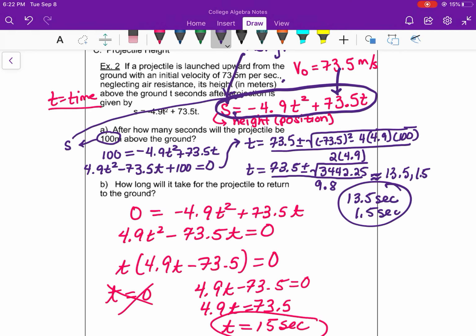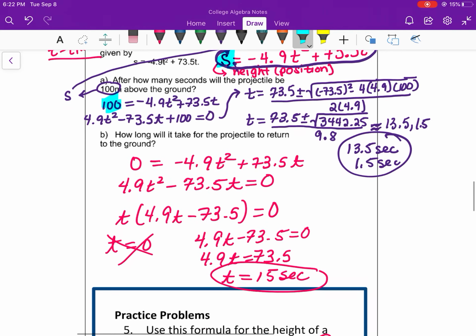So 100 becomes your S, and we just plug that in right here into the formula. So that's the 100. And then basically you just pull everything to one side and we use the quadratic formula. We got 1.5 seconds and 13.5 seconds. And then on the last question, how long does it take for it to go back to the ground?